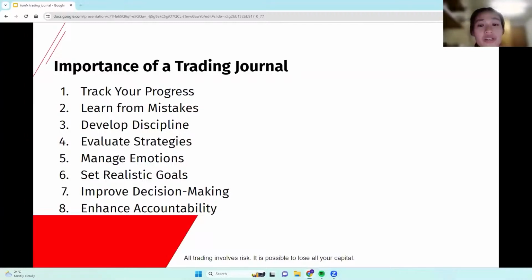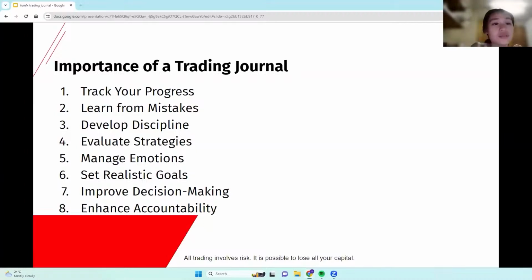Firstly, is to track your progress. It basically provides insights into your performance and helps you to identify patterns in your trades. This also helps you to learn from your mistakes because you are recording your trades and understanding the reasoning behind them so that you can learn from your mistakes and avoid repeating them in the future. Okay, so this self-reflection is crucial for continuous improvement as a trader.